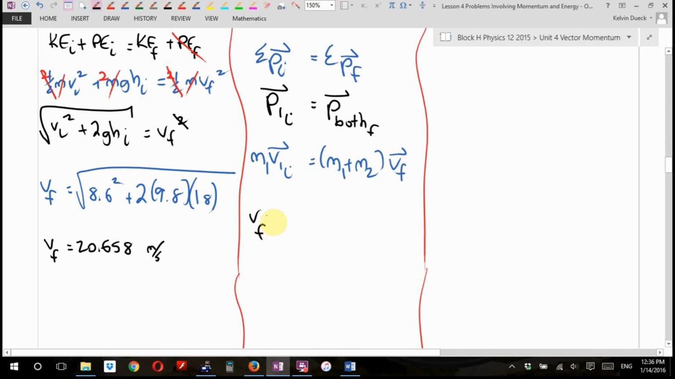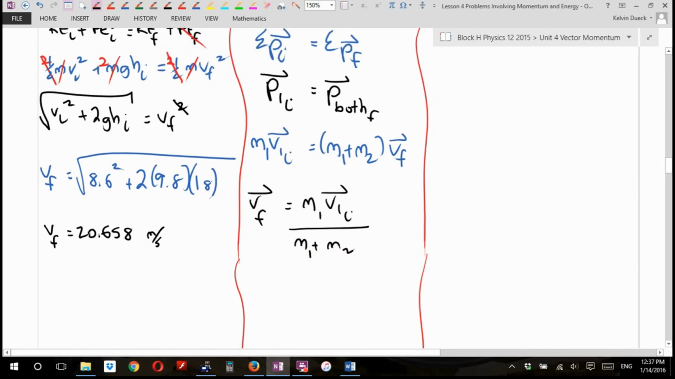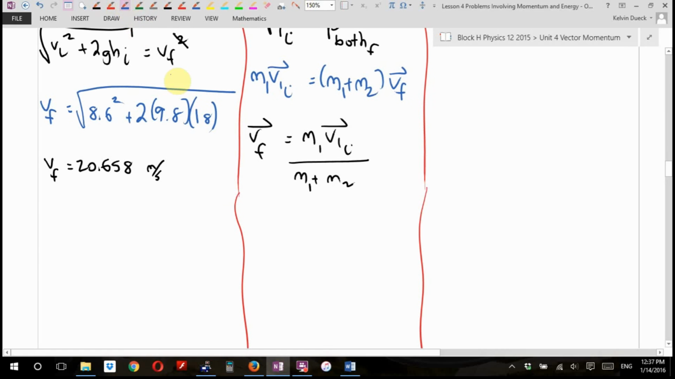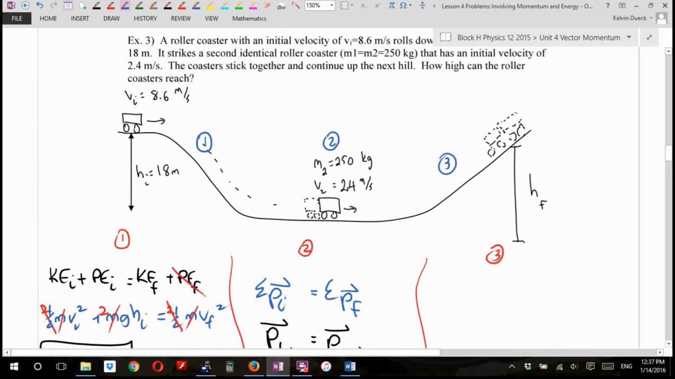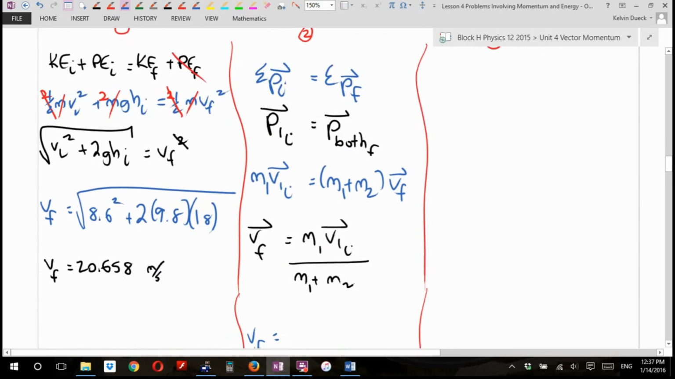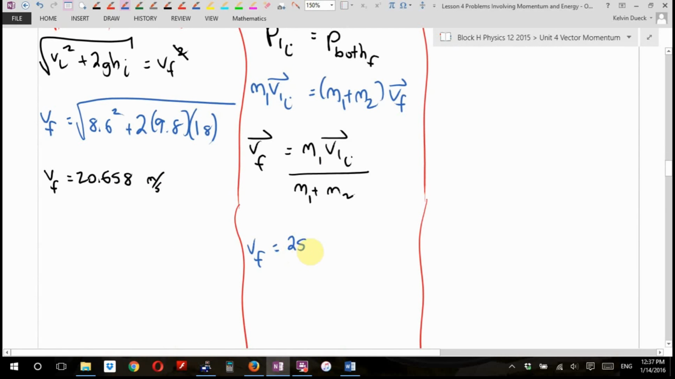Divide, someone mumbles. By the bracket, someone mumbles. And I would say, sure. It's going to be M1 V1 initial divided by m1 plus m2. It's going to be, what was mass 1? 250? 20.658 divided by 500, mass 1 plus mass 2.